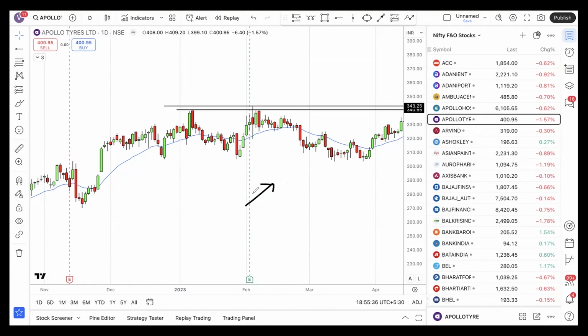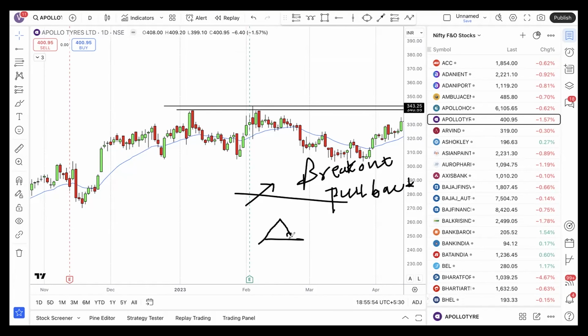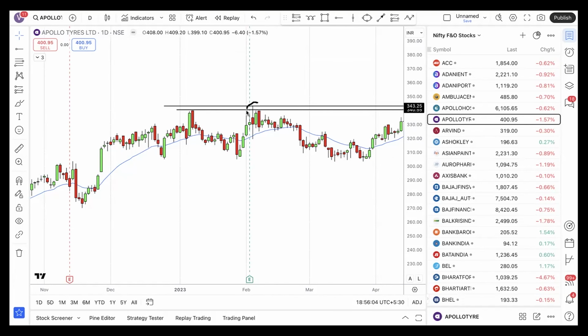If any resistance gets broken, that means if there is a breakout, that is one way to take a long trade. Another way is the pullback. So what is the pullback? Pullback means if it goes up and again comes down and takes support somewhere, that is known as a pullback. One thing we have marked, this is the resistance. That means once it breaks, that is our long entry.